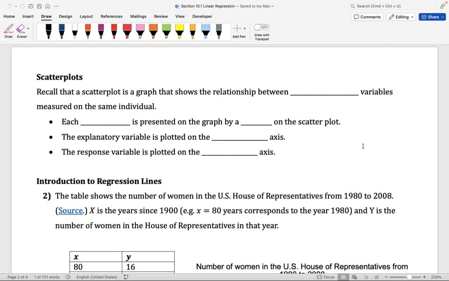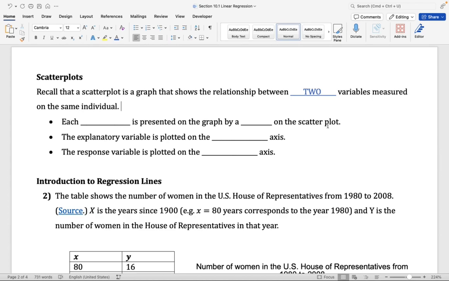Really early in the quarter, we talked about scatter plots. We talked about what they are, why we use them, and we also learned how to create them on Google Sheets and Excel. Let's recall that a scatter plot is a graph that shows the relationship between two variables measured on the same individual. Now, if you're looking at a point on the scatter plot, that point is going to give you the value for the explanatory variable and the response variable for one individual. In other words, each individual is represented on the graph by a point on the scatter plot.